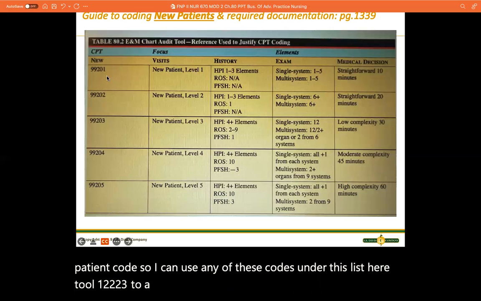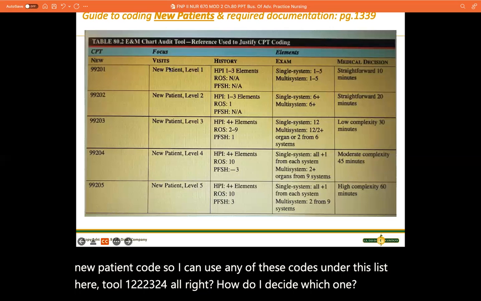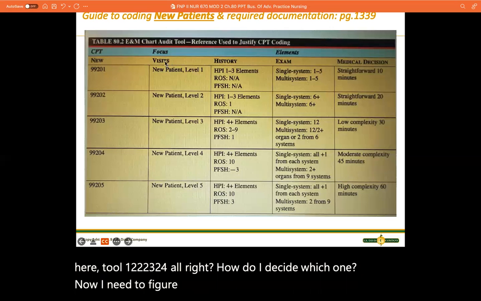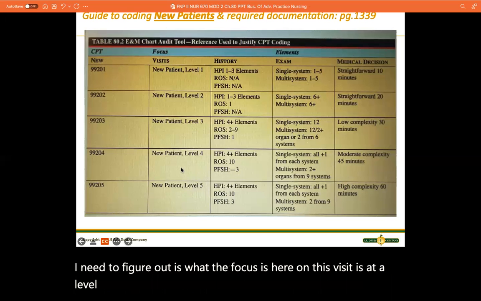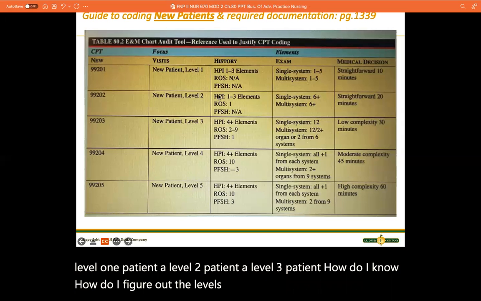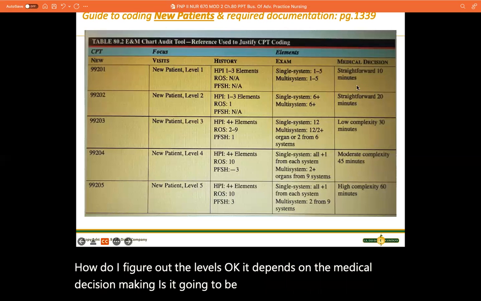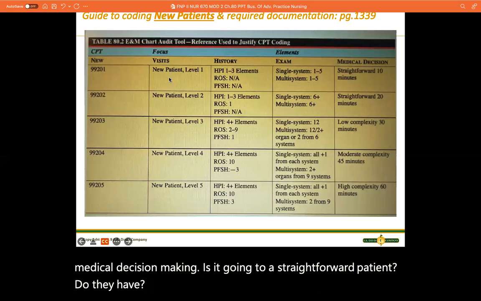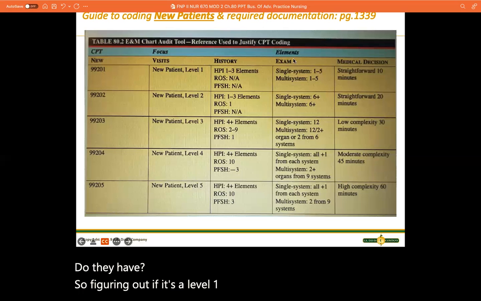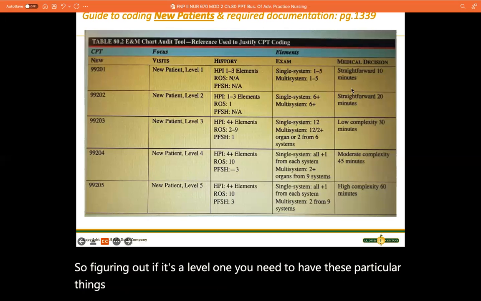All right, how do I decide which one? Now I need to figure out what the focus is on this visit. Is it a level 1 patient, a level 2 patient, a level 3 patient? How do I figure out the levels? Okay, it depends on the medical decision making. Is it going to be a straightforward patient? So to figure out if it's a level 1, you need to have these particular things in your documentation, these 3 elements.